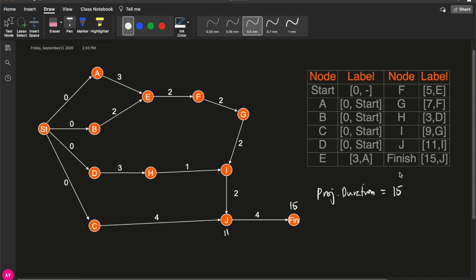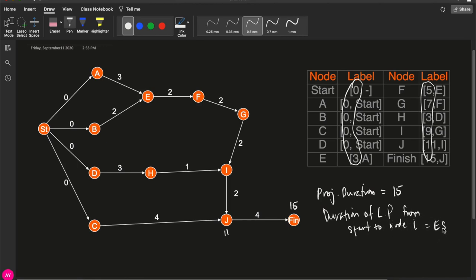And what I am saying here is that these numbers are essentially your earliest start time. Or the duration, to be technical about it, the duration of the longest path from start to node I is the earliest start time of node I.